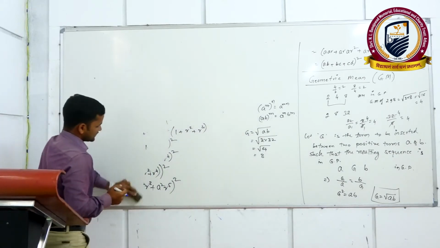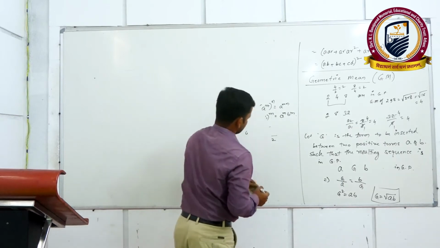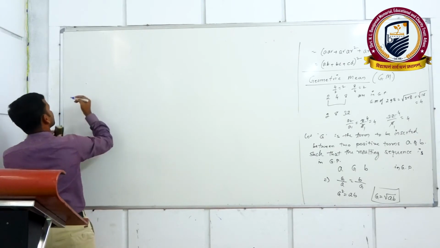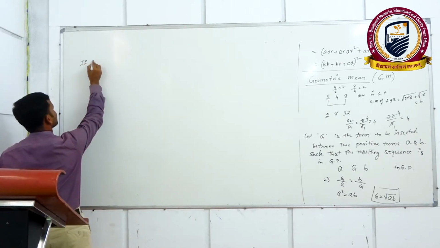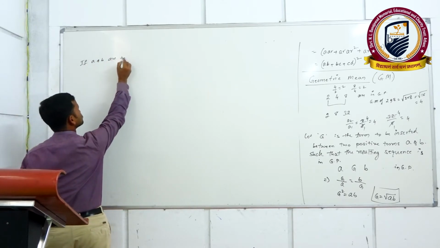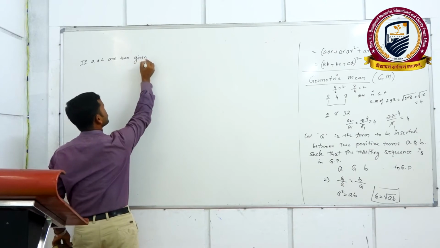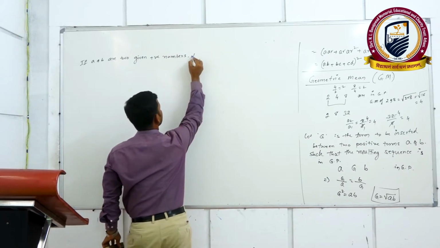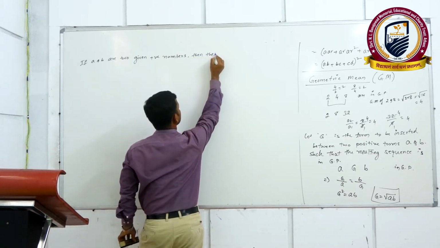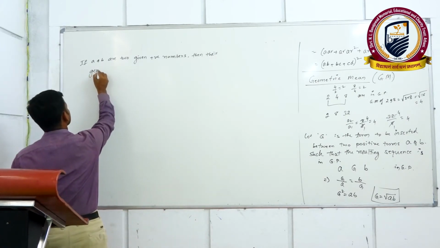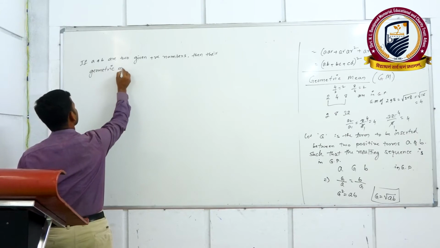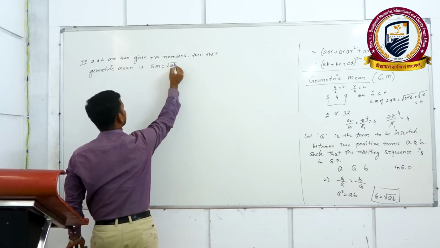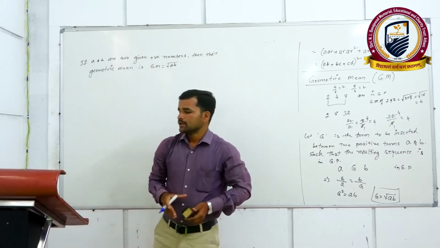I will write one more sentence here. If A and B are two given positive numbers, then their geometric mean is GM is equal to square root of A into B. That is about it. Okay, fine.